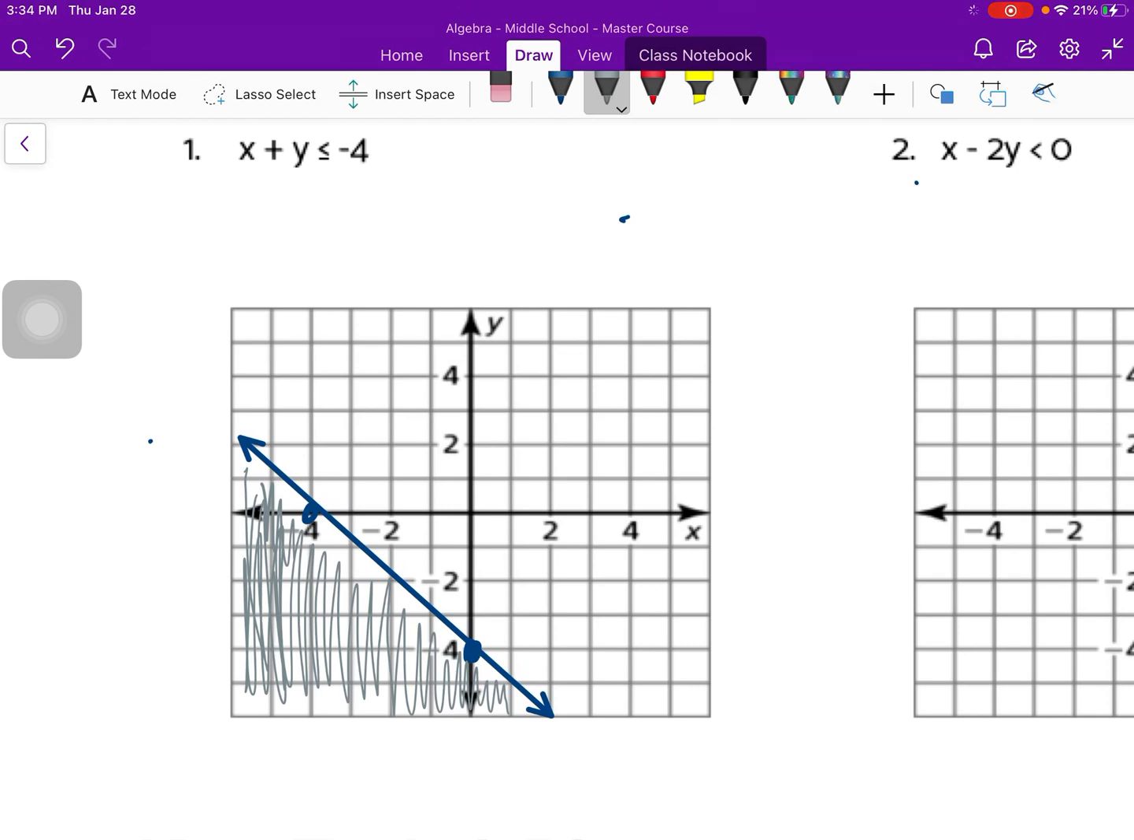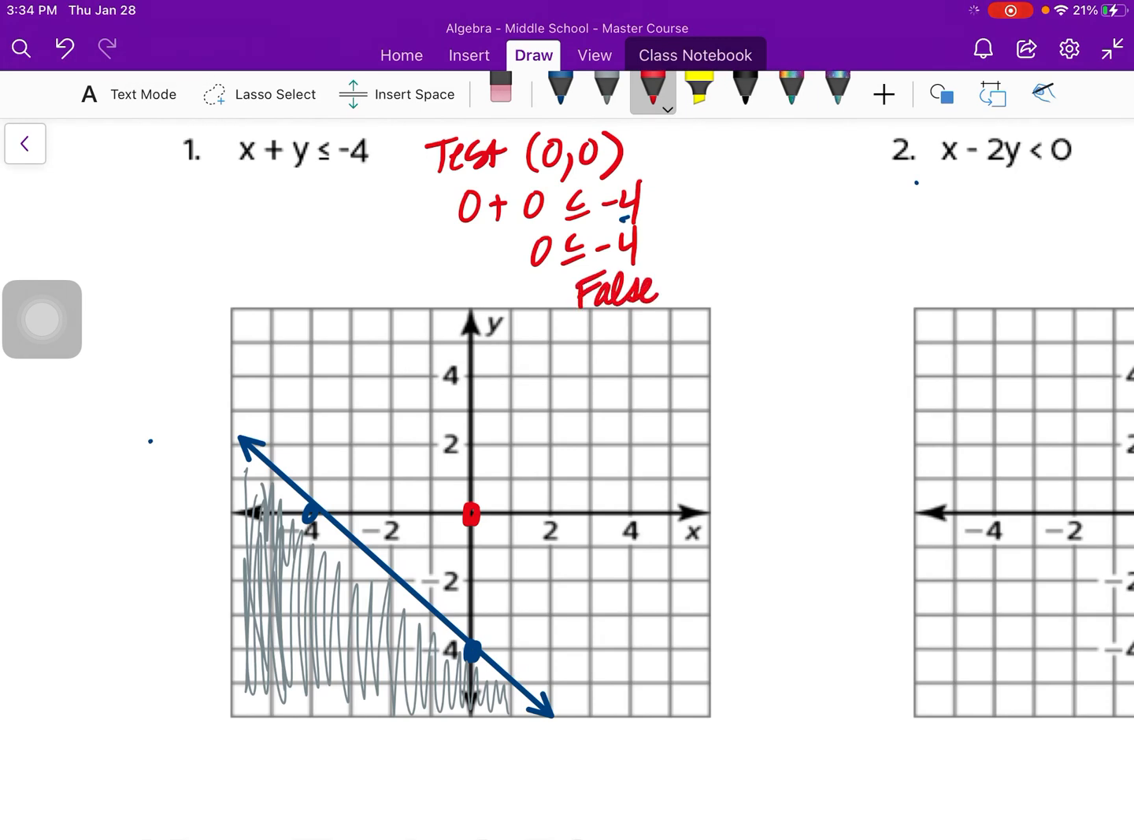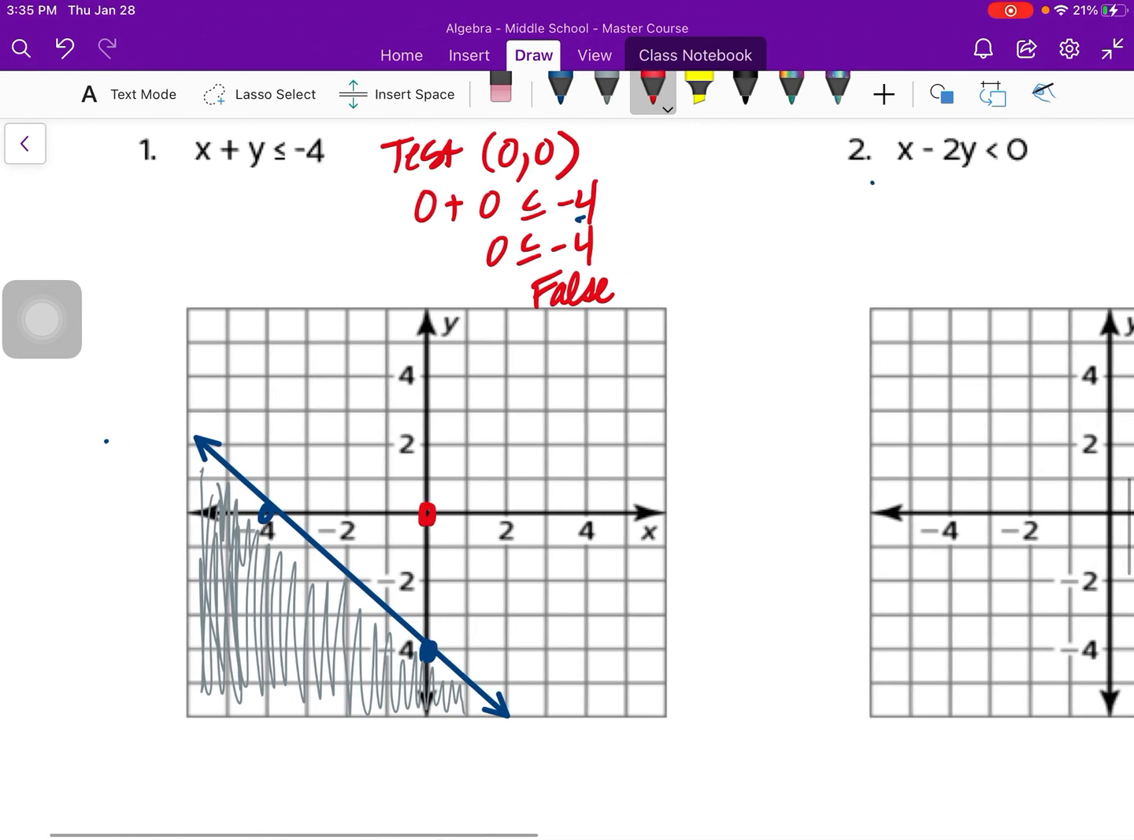All right, and I will go ahead and model for you if I'm using 0, 0 as my test point, which I can because that's right here and it's not part of my line. So if I use my test 0, 0, and I plug 0 in place of x and 0 in place of y, I want to know, is 0 less than or equal to -4? And that is false. 0 is not less than or equal to -4, so that means it is not part of the shaded area. So again, shade the opposite plane or the opposite part that doesn't contain that point.